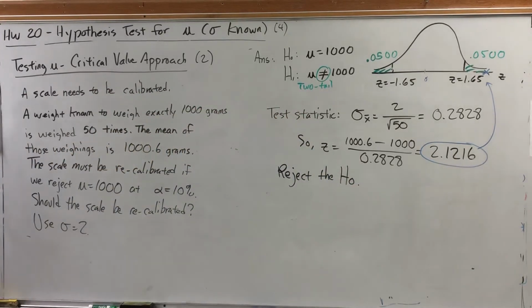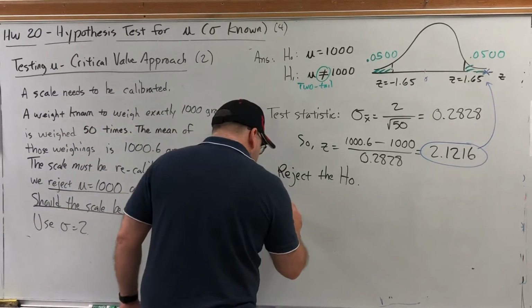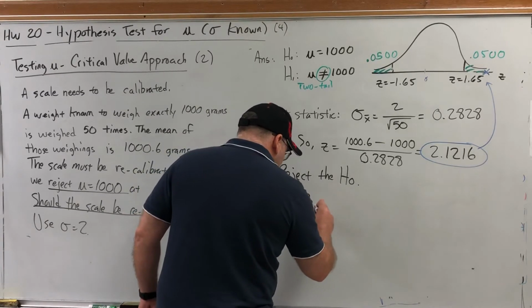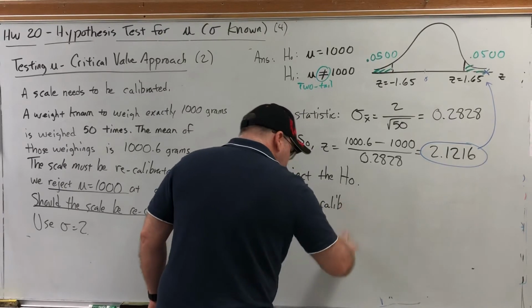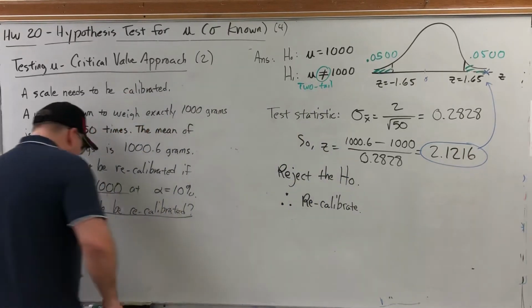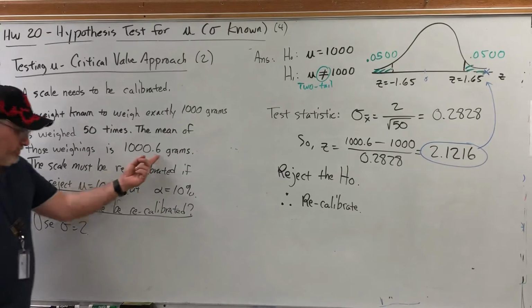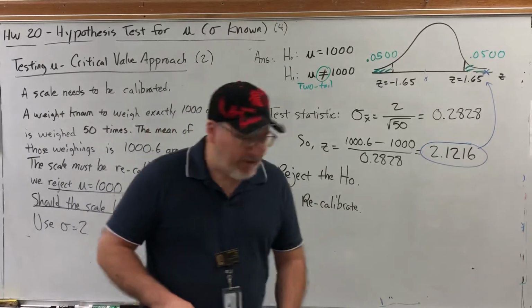So what does that mean contextually? Should the scale be calibrated? Well, we recalibrate if we reject mu equals 1000, and we just did. Therefore, we must recalibrate. Whatever business we run, we cannot tolerate 1 kilogram being measured with an error of 0.6 grams. I'd hate to speculate what kind of business this is that is so worried about measuring 1 kilogram and being off by about half of a gram, but I'm sure you can speculate.